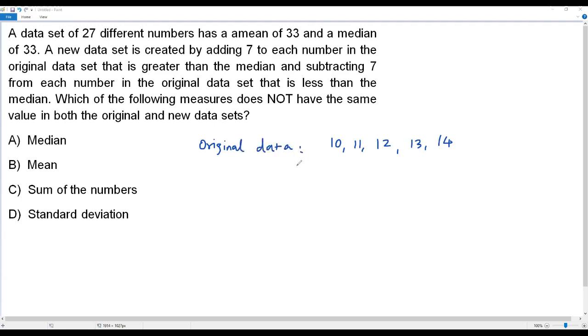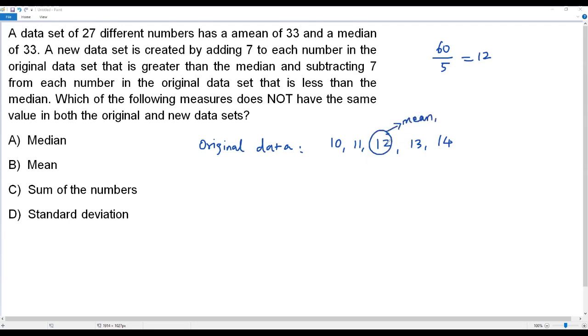Now let's calculate the mean of the data. To get the mean, I have to add all these 5 values and divide by the number of values, that is 5. When I add all the 5 values, I'm getting the sum 60. And when I divide the sum 60 by the number of values 5, I'm getting 12. So 12 is the mean or arithmetic mean of the data.